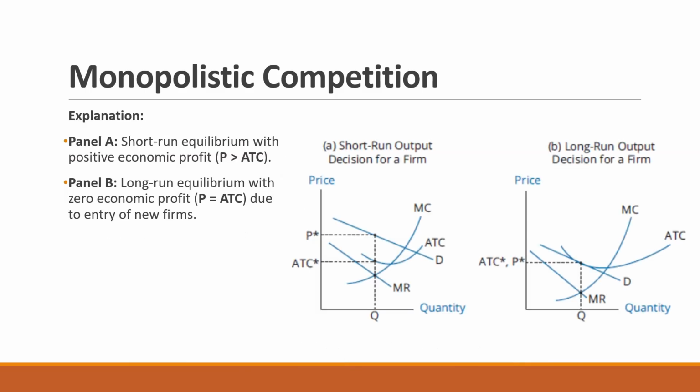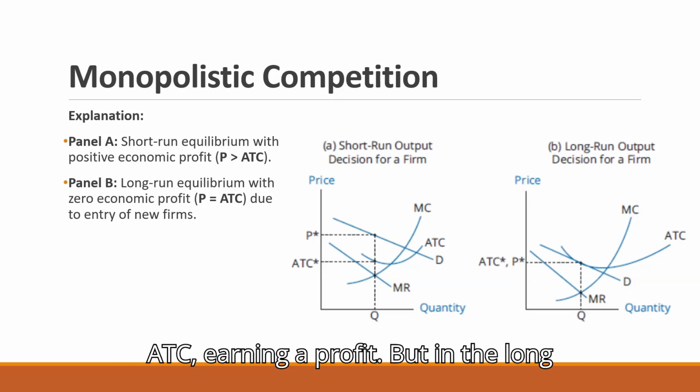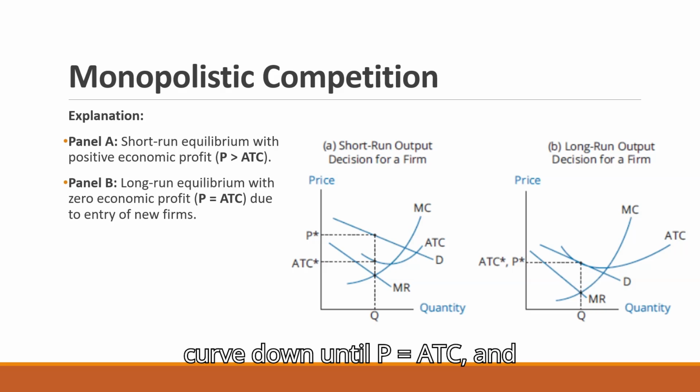Look at figure 12.5. In the short run, the firm charges a price above ATC, earning a profit. But in the long run, new firms enter, shifting the demand curve down until P equals ATC, and profits disappear.